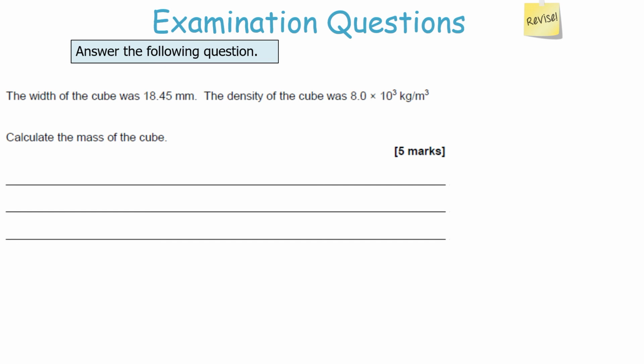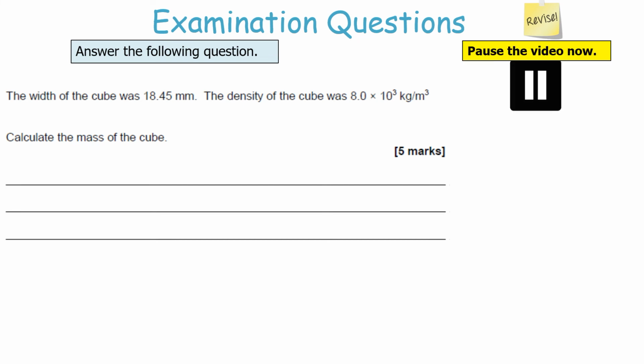The next question says, the width of the cube was 18.45 millimeters. The density of the cube was 8 times 10 to the 3 kilograms per meter cubed. So calculate the mass of the cube. Pause the video now, then unpause the video when you want to go through your answer.